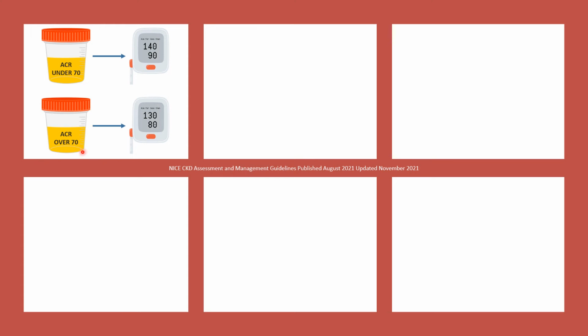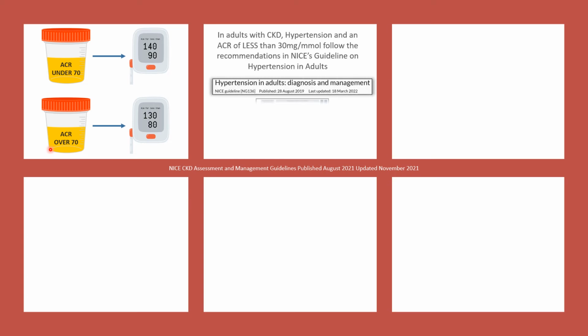So what the guidelines tell us, if your patient's got an ACR that's less than 70, we should be going for a blood pressure of less than 140/90. Obviously, the higher the ACR, the worse the damage on the inside. So therefore, we need to set a lower target of 130/80. The other thing that the guidelines say, if they've got an ACR that's actually less than 30, they signpost us to the NICE guidance on hypertension in adults. I think I've put a link on that, if you click on it, it'll take you to that on the NICE website.